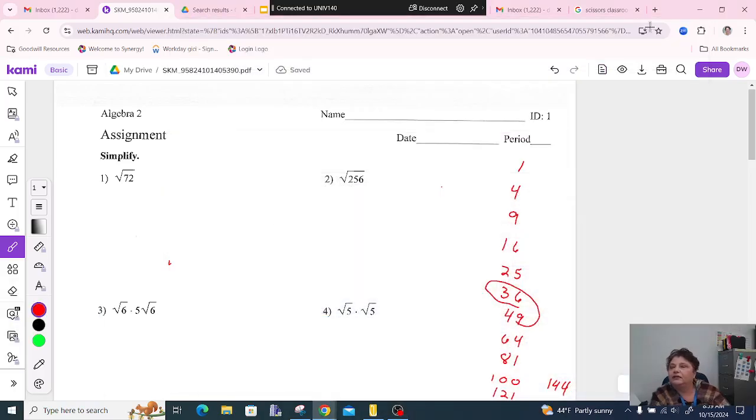It's on the back of the one that's in the tray right now. Okay, so this would be 36 times 2. 36 is the perfect square, right? So it can come out. What's the square root of 36? 6, and then the square root 2 stays behind.